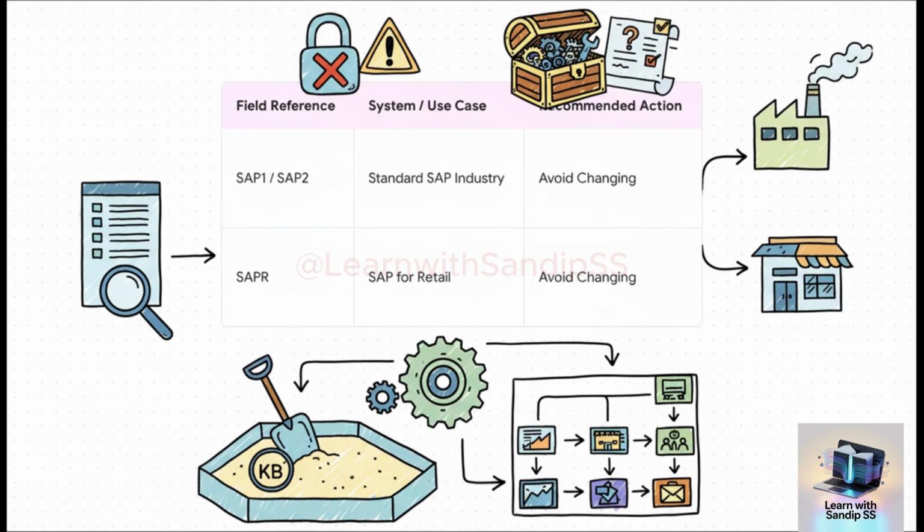Now the good news is SAP comes with a few of these already configured right out of the box. You'll see ones like SAP 1 and SAP 2 for standard industry solutions and SAP R for retail. Now listen closely. The most important advice here is avoid changing these. Seriously, think of them as the system's baseline. The one you want to pay attention to is KIP. That's your playground, your sandbox, specifically designed for you to customize for your company's needs.